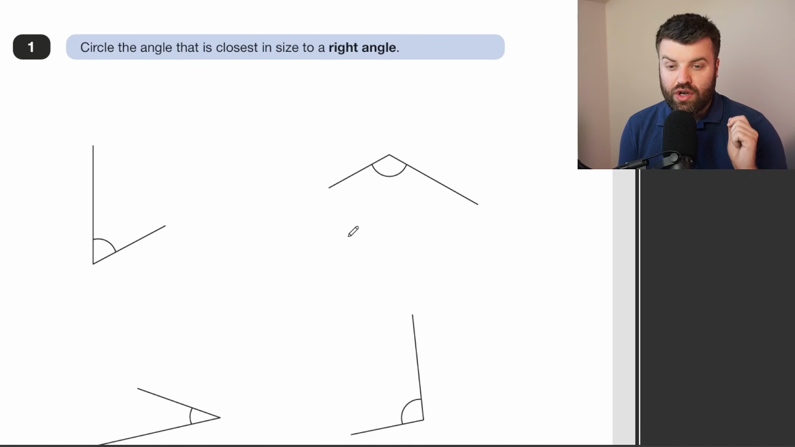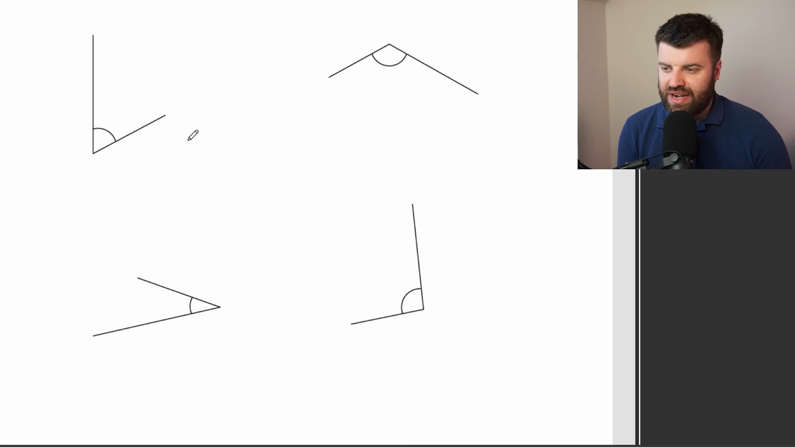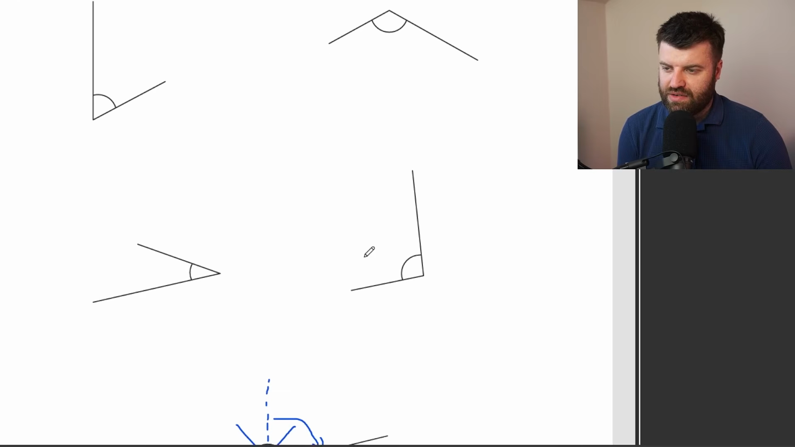Circle the angle closest in size to a right angle. So straight away, we need to know that a right angle is a perfect square, or we write it as 90 degrees. Now, you do get a protractor in this test. So if you are confident using a protractor, you could be testing all these angles. This bottom one here, you could, by eyesight, probably get rid of. That is way too big, too much of an obtuse angle. That's much further away from a 90-degree angle.